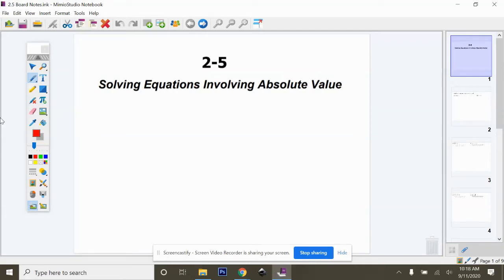All right, we're going to look at solving equations that have absolute values in them. We've solved equations before, they just didn't have an absolute value sign in them. There's actually not that much difference. There's a couple extra steps we have to throw in here, but for the most part, this should be fairly simple.